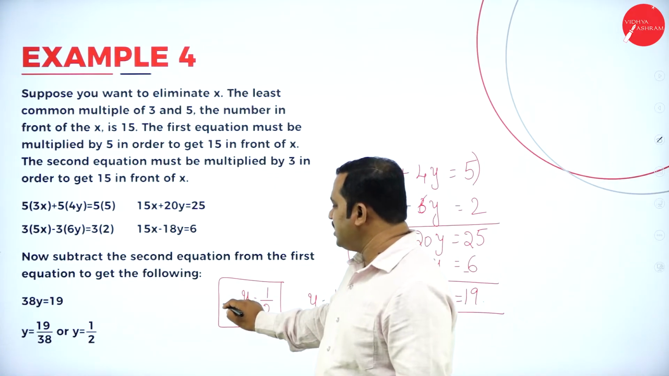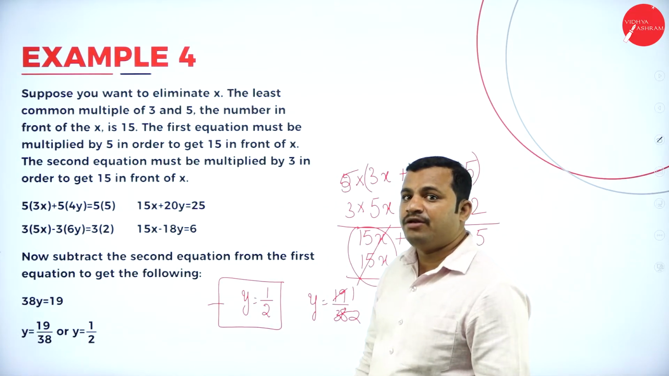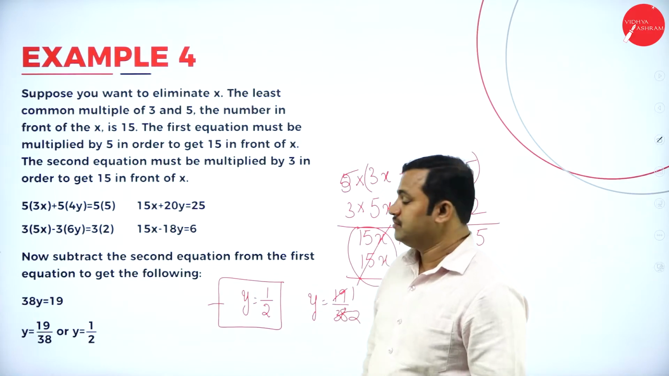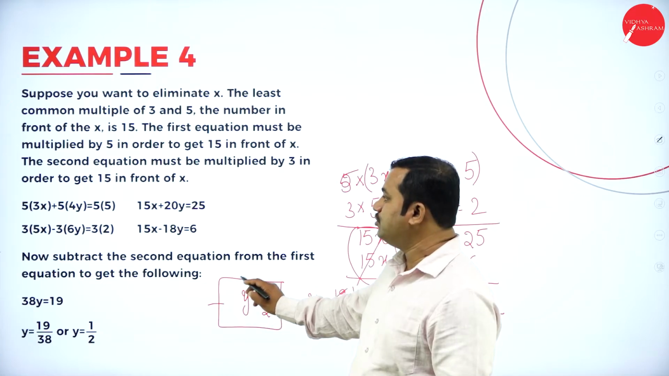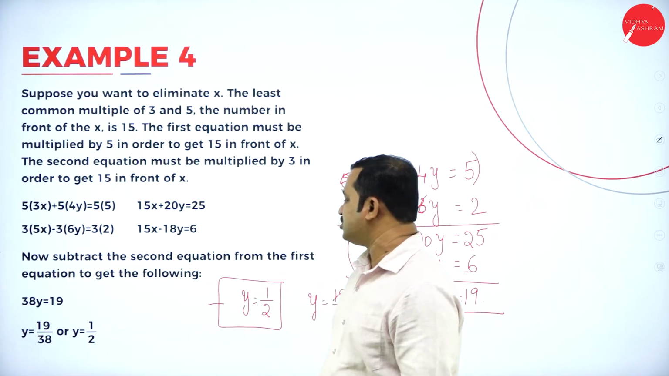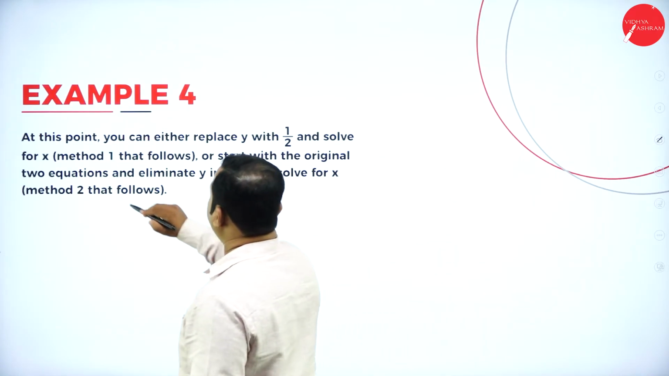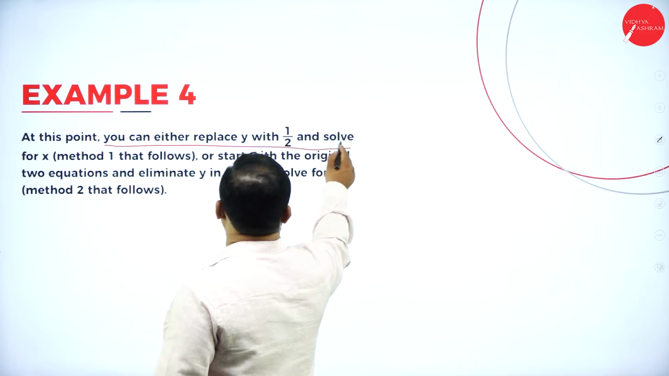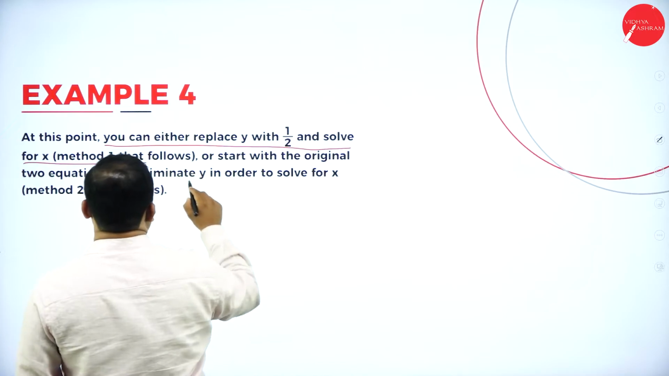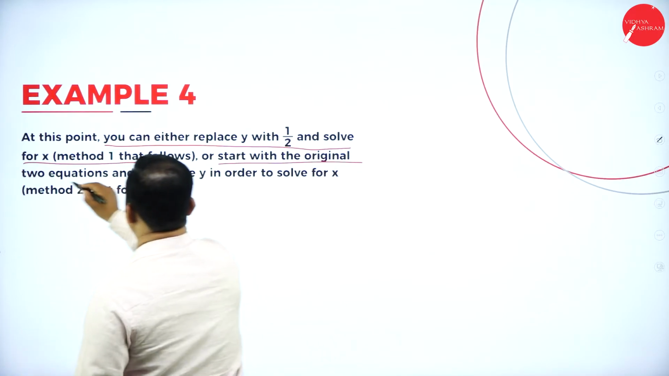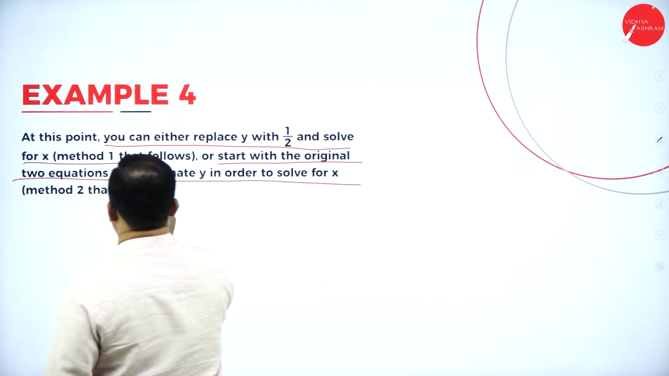With this y equal to 1 by 2, I am going to find out the value of another variable which is unknown to me, that is x. How can I find out the value of x? By substituting this value y is equal to 1 by 2 into this equation or into this equation, I am going to get the value of x. At this point, you can either replace y is equal to 1 by 2 and solve for x, that is method 1. Or, in method 2, start with the original two equations and eliminate y in order to solve for x.